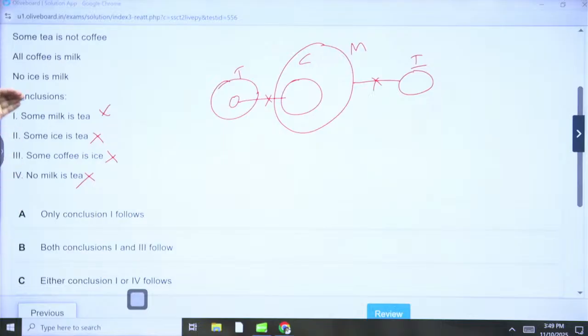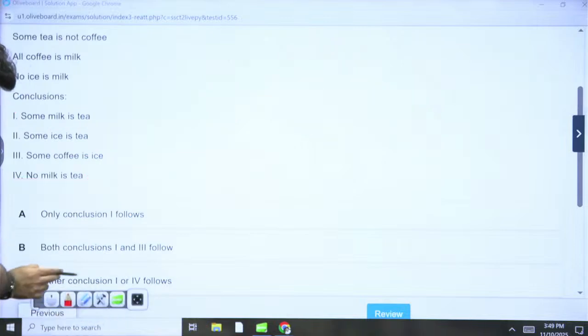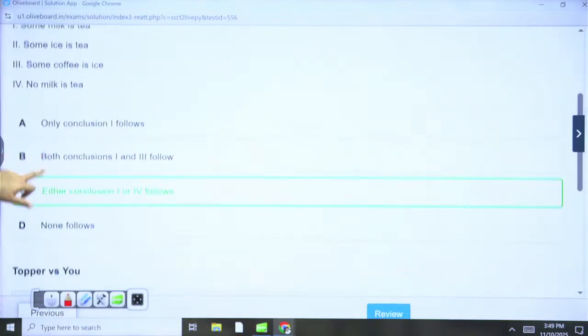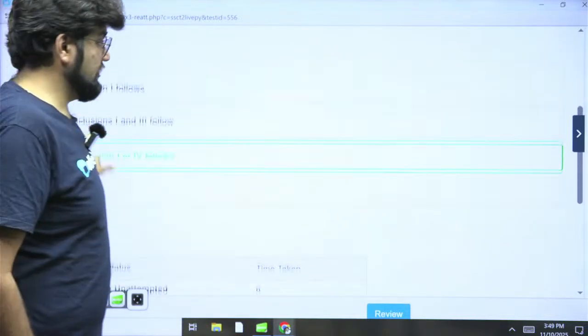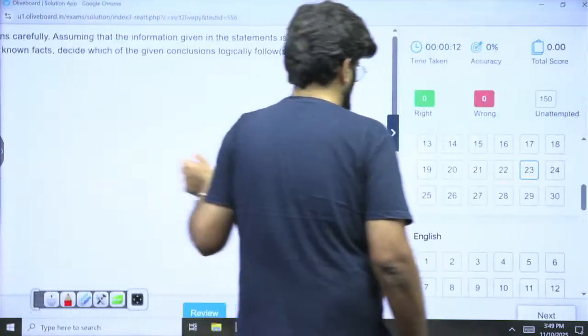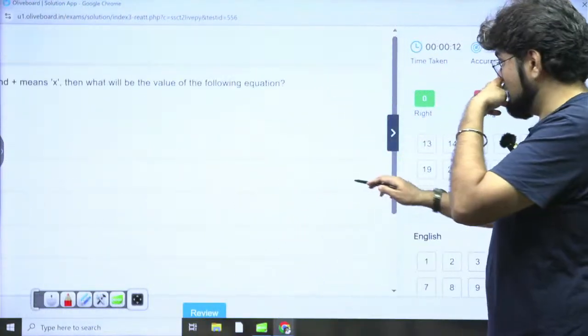So technically all should have been incorrect, but we have an either or in the options 1 and 4. Some milk is tea, no milk is tea. So combination of some, no, all elements are same and both of them are individually incorrect. So I think option C is the correct answer. Either conclusion 1 or 4 follows. Cool. 51 seconds, not necessary. This was an easy one, guys. Should have picked it up easily.